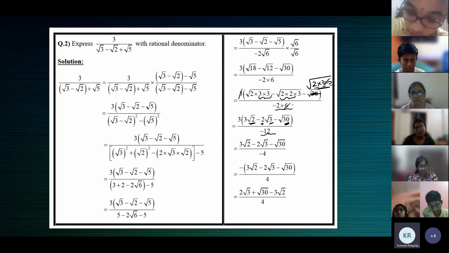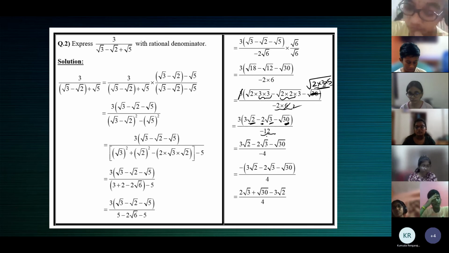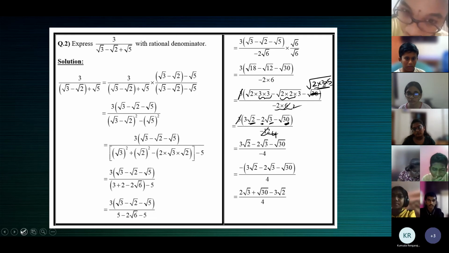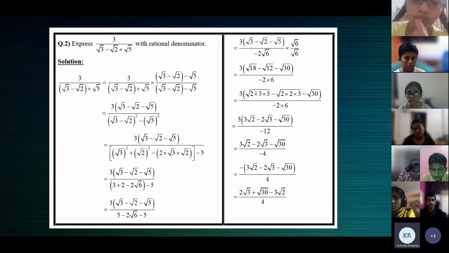3 1s are 3, 2s are 6. You can do it here also. You can do 3 1s are 3, 2s are 6 here also. I have multiplied minus 2 into 6, it is minus 12. And then I've cancelled. Here 3 1s are 3, 4s are 12. Watch carefully.